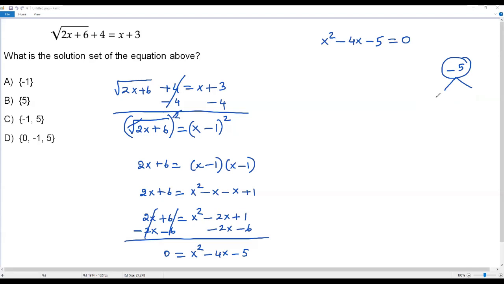I think +1 and -5 will work. When I multiply +1 and -5, I'm getting -5. And when I add +1 and -5, I'm getting the coefficient of x, which is -4.